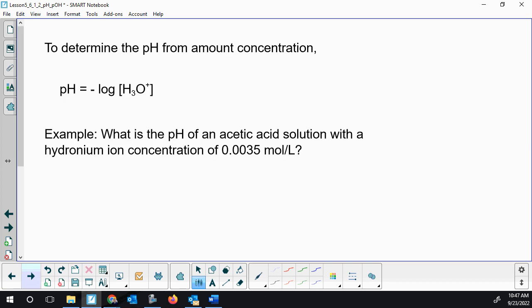Going the other way, maybe you want to get pH from hydronium. So to determine pH from amount concentration, we're flipping our two variables around. pH is the negative log of hydronium. And you just have to make sure that you have moles per liter, which you're given most of the time. If you're doing something lab-based, you might have milliliters that you need to convert.